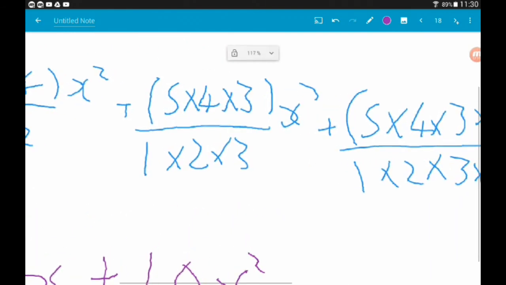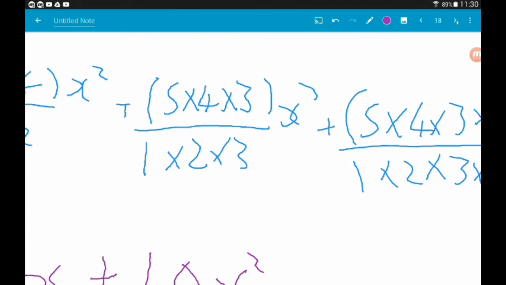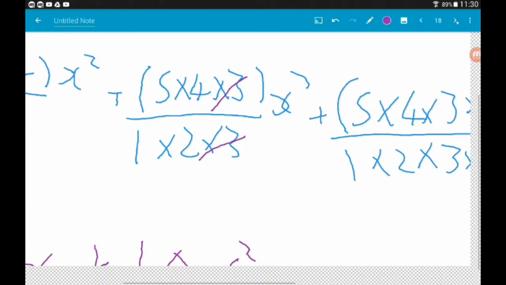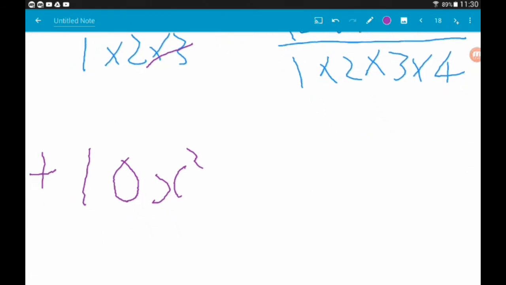Okay, now in our next term, things start to cancel out. So notice here, up on top, we have a factor of 3, and on the bottom, we have a factor of 3. So these two cancel out. So we've actually again just got 5 times 4 over 1 times 2. So again, our coefficient is just 10. So we also get 10x cubed.